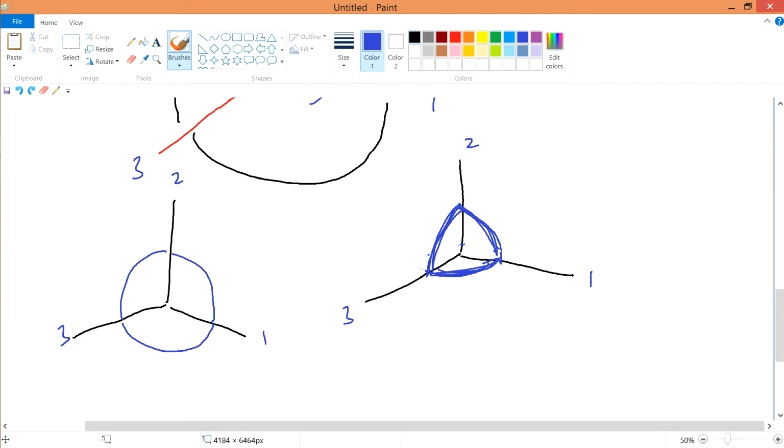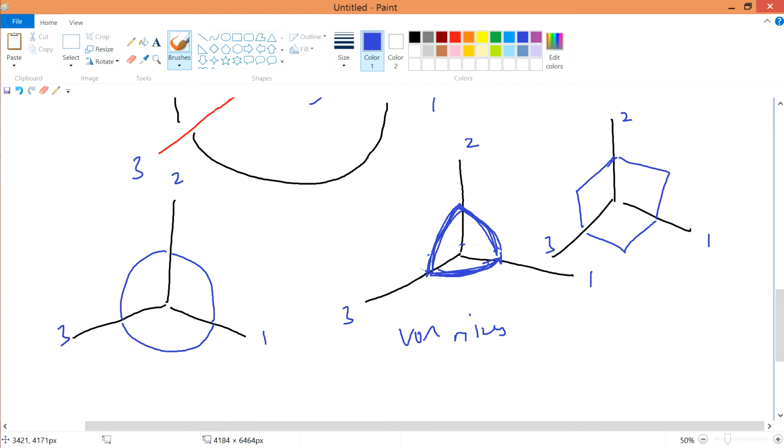And therefore this is called the von Mises criterion. And then this one is a criterion that is somewhat like a square or something like that. This one is called the Tresca criterion. So the different shapes will give you a different criterion that we want to see.